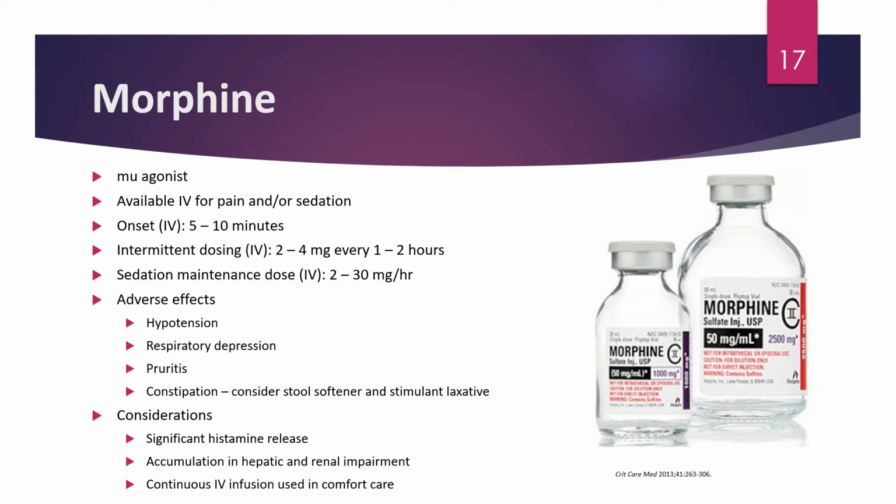We have accumulation in hepatic and renal impairment for morphine, so it's important if you have a patient that has liver disease or kidney disease that you're aware of that, and you might have to dose that patient a little bit less. And like we said before, continuous IV infusion of this medication is used in comfort care. So if a patient has decided that they would like to pass away on their own with nature's calling, more or less, they can basically be put on a morphine continuous drip that's titrated all the way up to the patient's satisfaction.